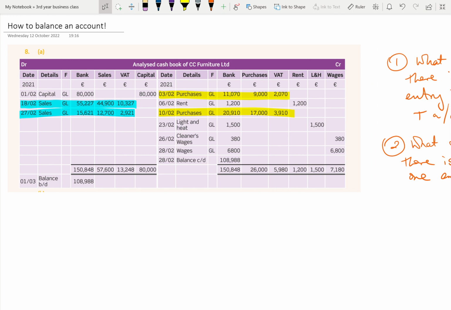And because we're looking at the sales and purchases, we need to look at not just the actual amount of sales and purchases, but we also need to look at the VAT amount as well. Okay, so we're going to be creating a number of different accounts here now. We're going to be creating the sales account, the VAT account, and the purchases account. But you have to remember that there is VAT on purchases and VAT on sales.